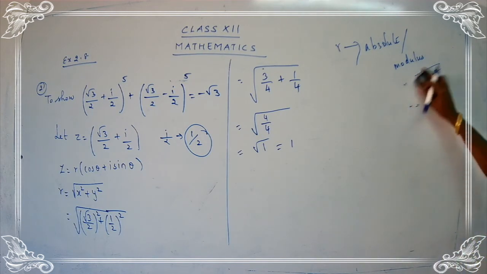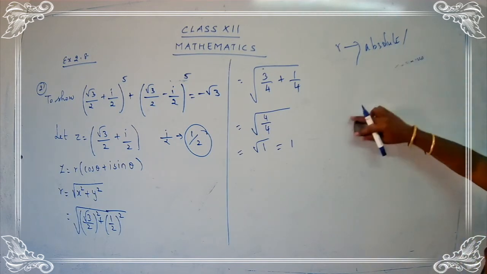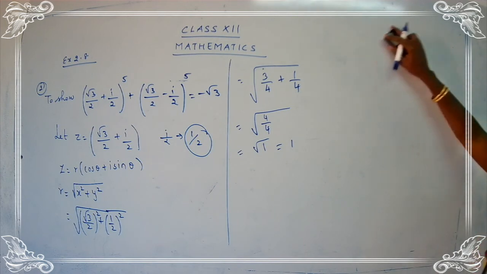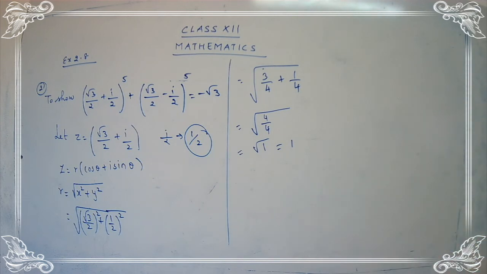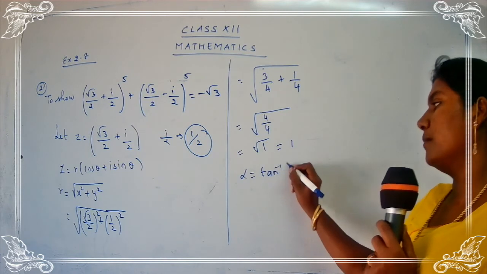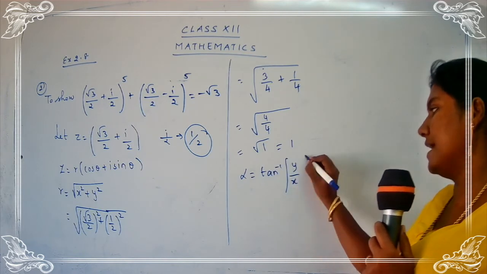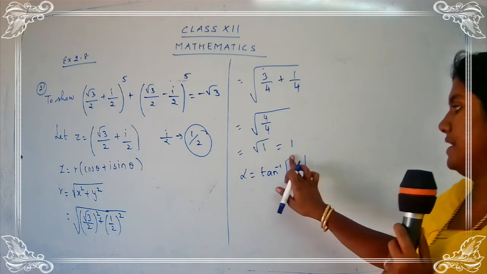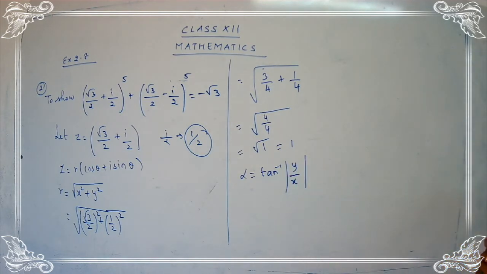The next thing is we are going to find out the value for alpha. I hope you remember the formula for alpha. What is the formula for alpha children? Come on. The formula is tan inverse modulus y by x. Alpha is equal to tan inverse mod of y by x.